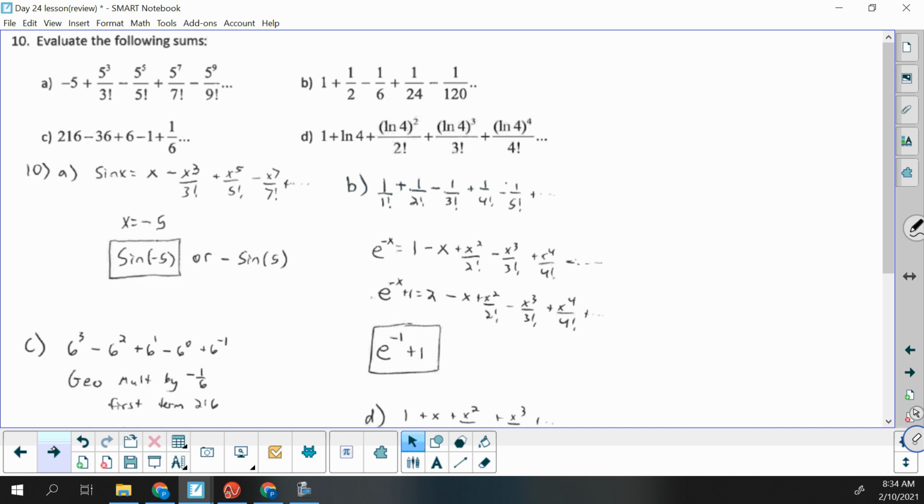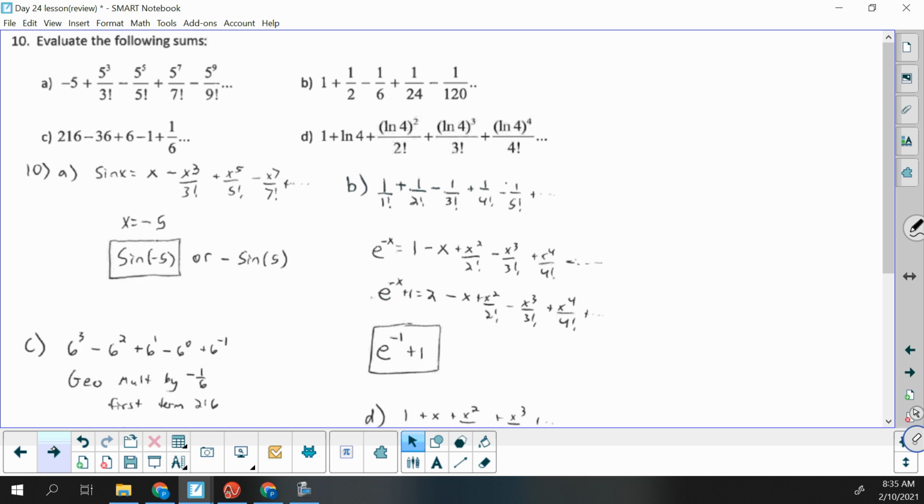In 10a, we've got odd factorials, odd powers, alternating signs. We want to think sine. So if you think of your sine x of x minus x cubed over 3 factorial, and so on, we just have negative 5 filled in for all of them. So the boxed one is probably the logical thing that you would have, but based on our trig properties, minus sine of 5 is technically the same thing as well.